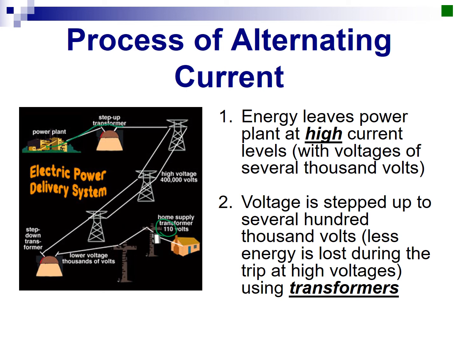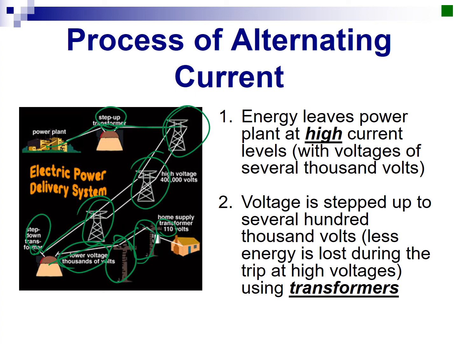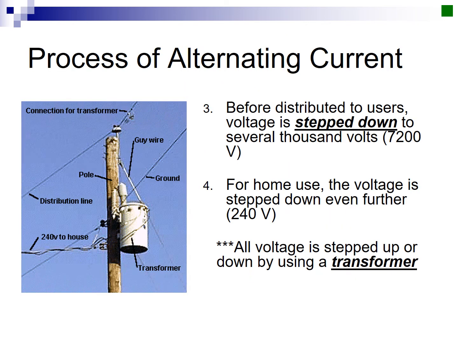So you step it up, so then it's extremely high voltage, meaning your resistance is down. And then when you're about to use it, you'll step it down, and then you'll step it down even more to get it into your house. So the reason, once again, is you step it up so that you lose less to resistance, so you're not losing as much energy in the transportation of the electricity, and then you step it down when you're about to use it in your house, because you cannot use 400,000 volts in your house. Okay, and so that's what happens.